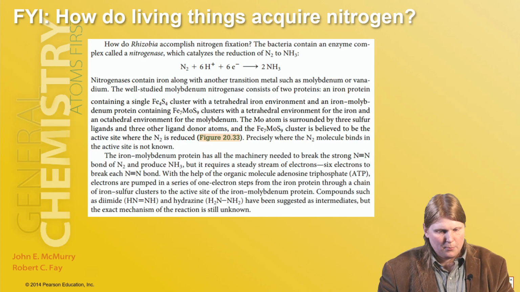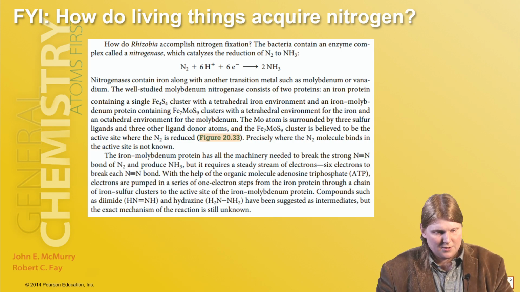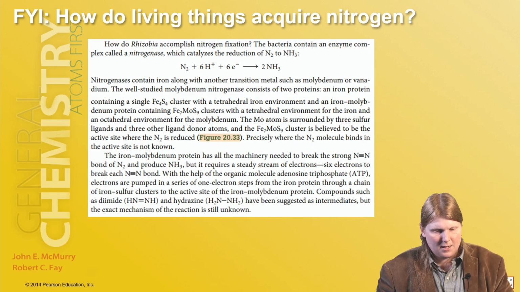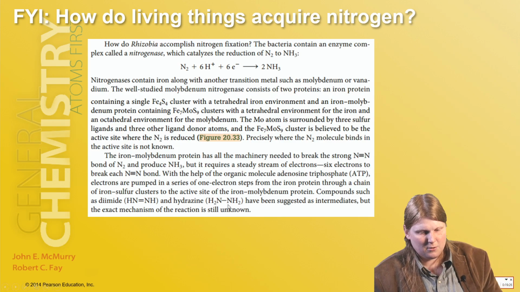The iron molybdenum protein has all the machinery needed to break the strong N≡N bond. It's a triple bond to produce the NH3. It requires a steady stream of electrons, 6 electrons, to break each bond. With the help of the organic molecule adenosine triphosphate, ATP, the energy currency used in the cell, electrons are pumped in a series of 1-electron steps from the iron protein through a chain. Compounds such as diimine and hydrazine have been suggested as intermediates, but the exact reaction mechanism is still unknown.